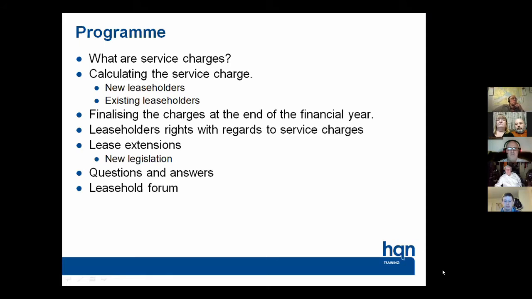How do they calculate the service charge for that tenant who's now going to become a leaseholder? And how do they calculate or recalculate the service charge for existing leaseholders, i.e. yourselves in the room? Then we're going to look at what the exercise is that they carry out in finalising the charges at the end of the financial year. I'm also going to cover some of your rights with regards to service charges.